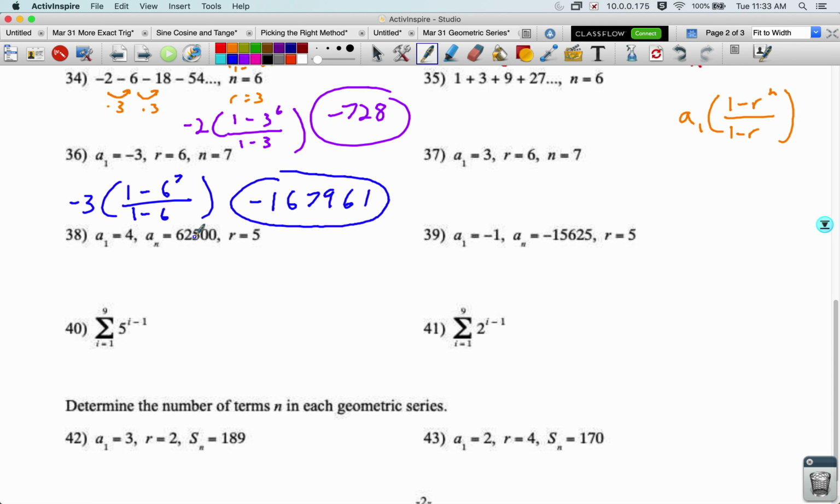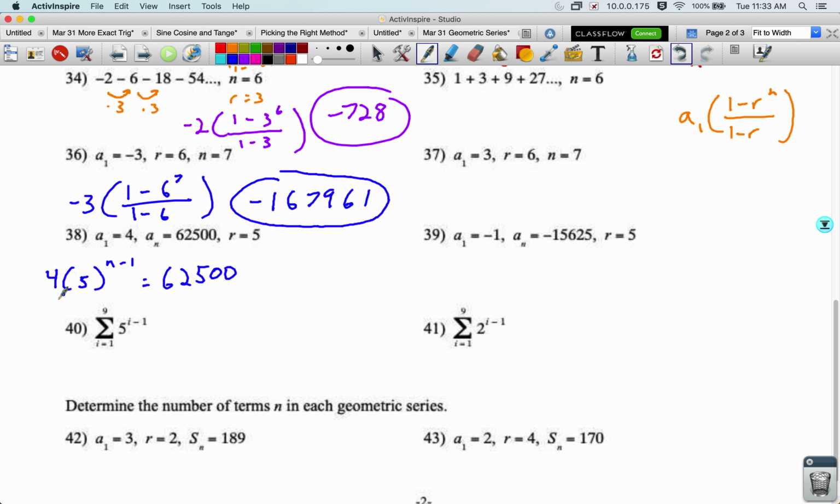Here they give you the first and the last, and then r. So what are we missing? We're missing n, because we've got r, we've got a sub 1, we need n. So we've got to work backwards. We know that a sub 1, 4, times our common ratio 5 to the power of n minus 1 equals 62,500. So that's our explicit formula here.